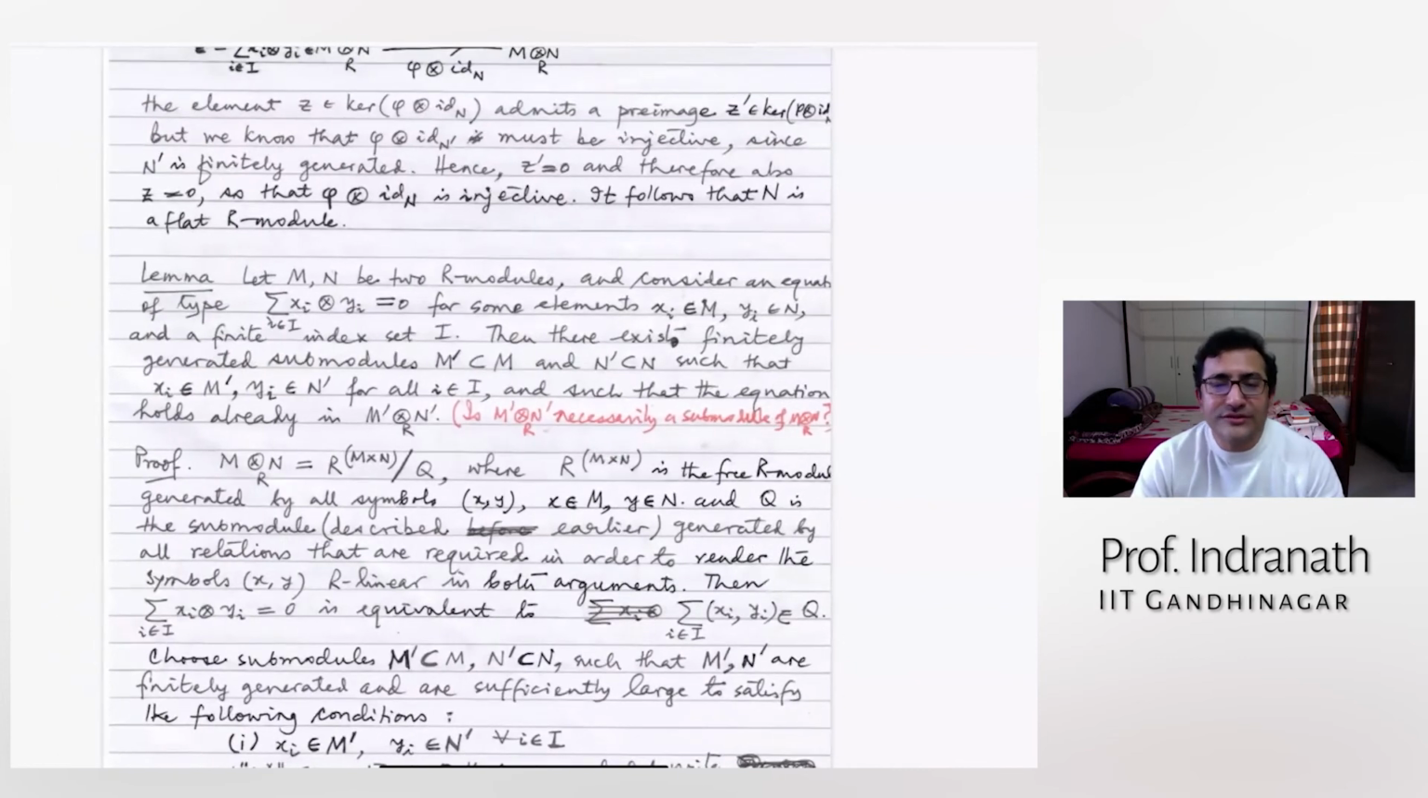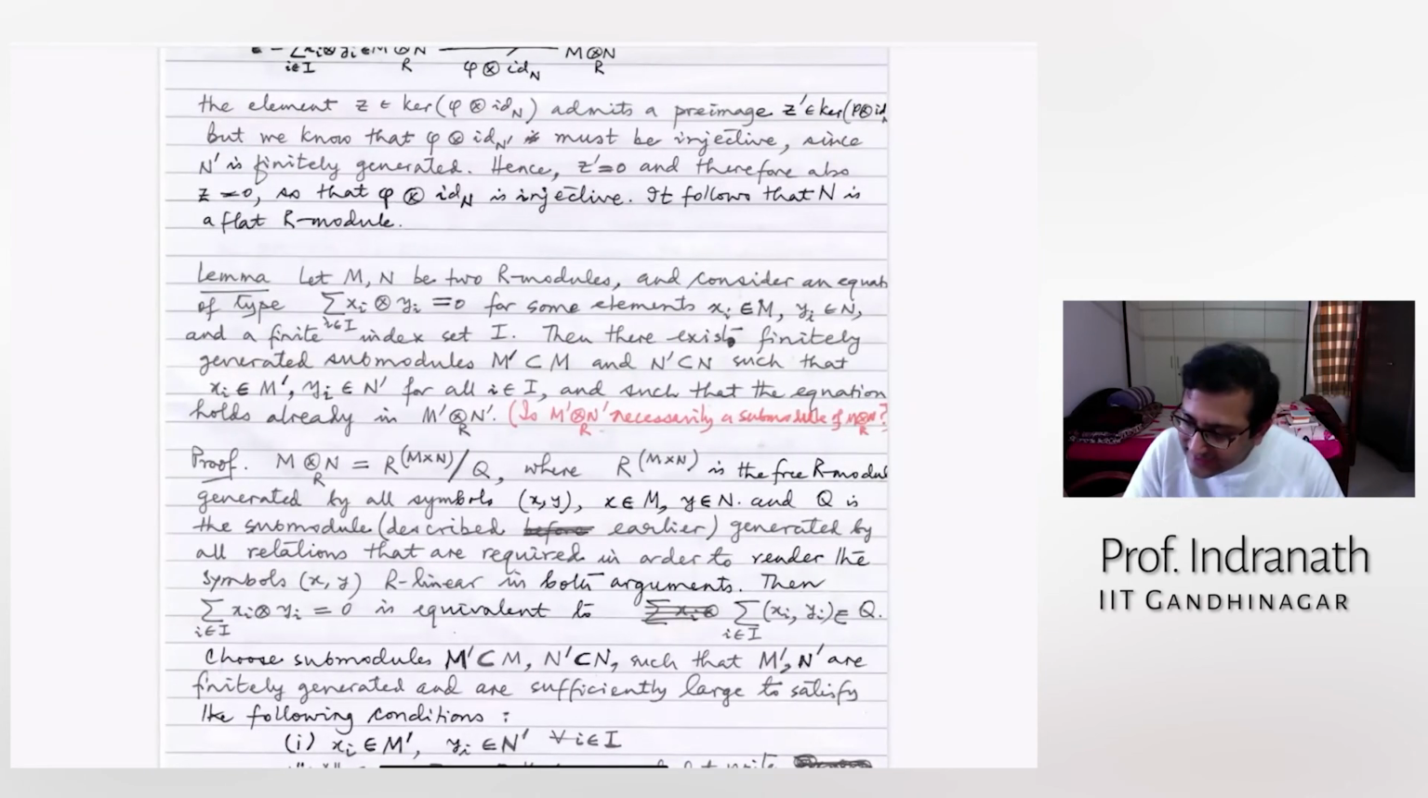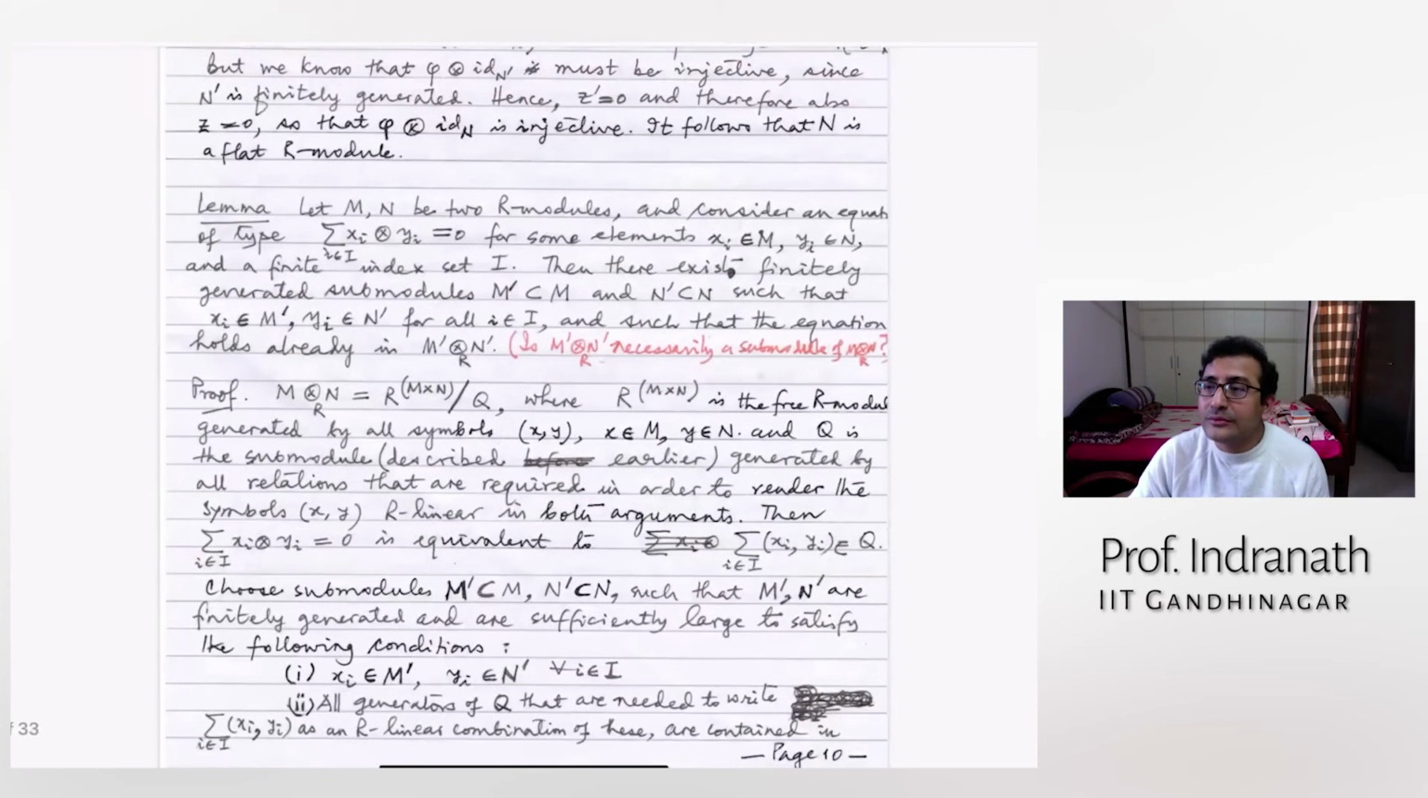If you have two R modules and if you have this equal to 0 for some elements xi in M and yi in N and a finite index set I, then there exist finitely generated submodules M dash of M and N dash of N such that the xi belong to M dash, the yi belong to N dash, and this is actually 0 considered as an element of M dash tensor N dash. But there was the question, is M dash tensor N dash necessarily a submodule of M tensor N? This was an issue.